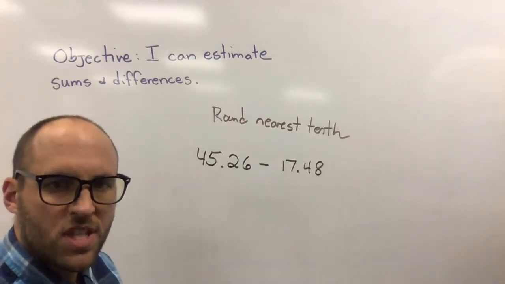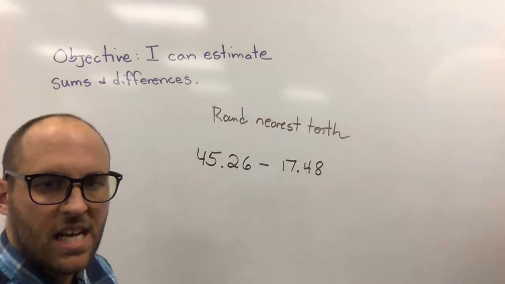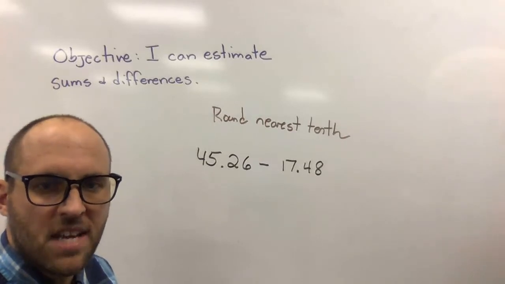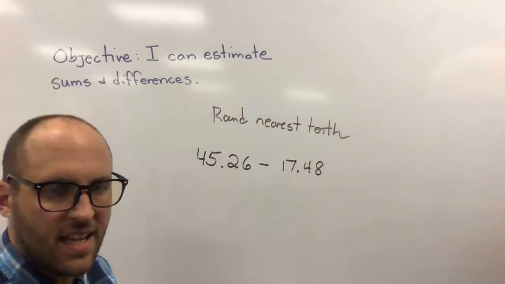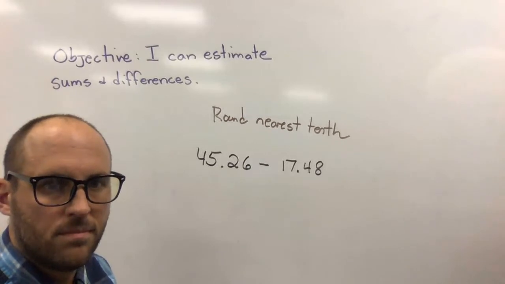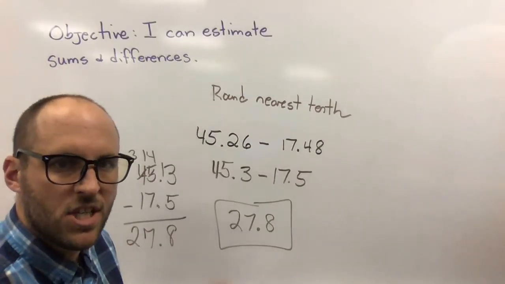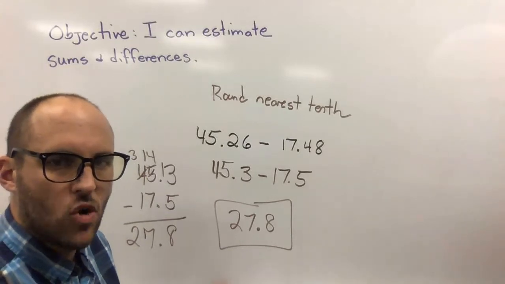In this problem, we're still rounding to the nearest tenth, only now we're subtracting. So we have 45 and 26 hundredths minus 17 and 48 hundredths. Take a second and solve that problem. Did you come up with 27 and 8 tenths for your answer, mathematicians? Because if you did, that was the correct answer.